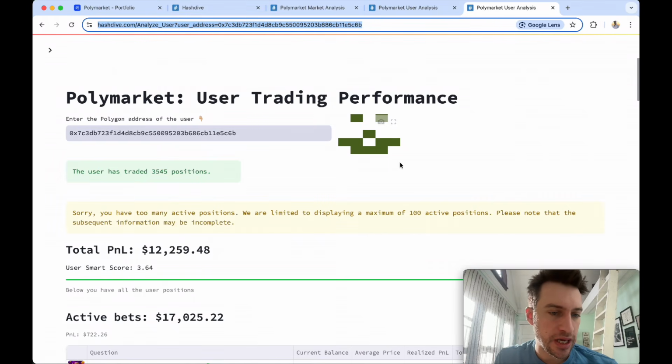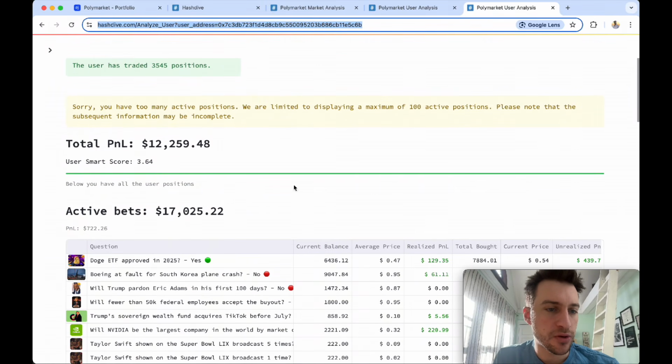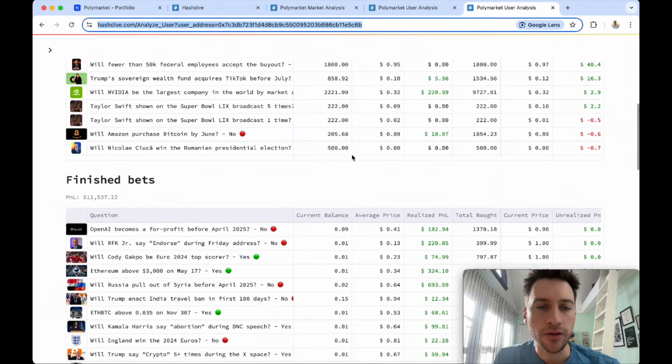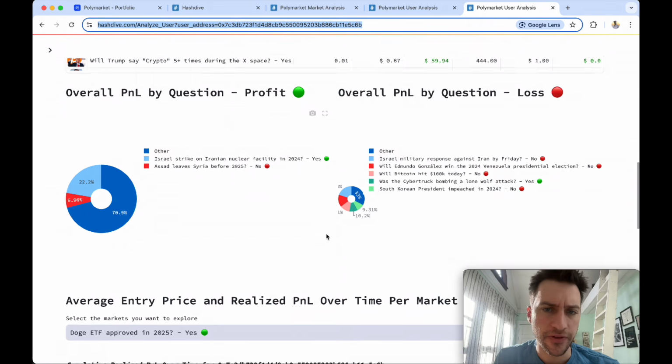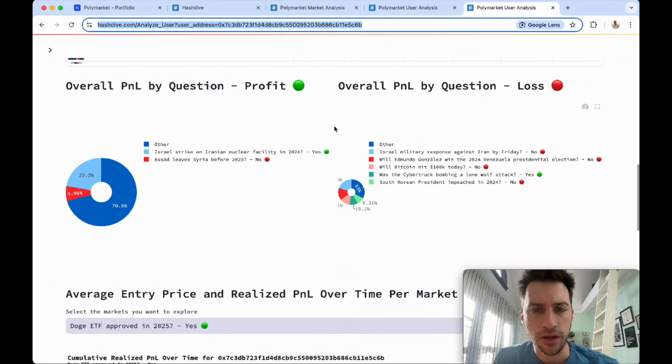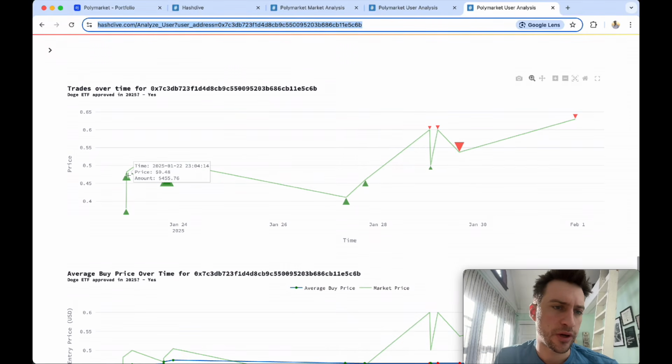As it's analyzing that, I want to show you guys something pretty cool. This is a very, very good trader. His name is Carr. You guys might know of him. Now, this is something that's pretty helpful too with user scores and all. He gets a smart score of 3.64, and you can see all of Carr's bets here, right? Overall P&L by profit, overall P&L by question loss. You can see what he's really good at, what he's really not too good at. You can also see a graph where he's trading.